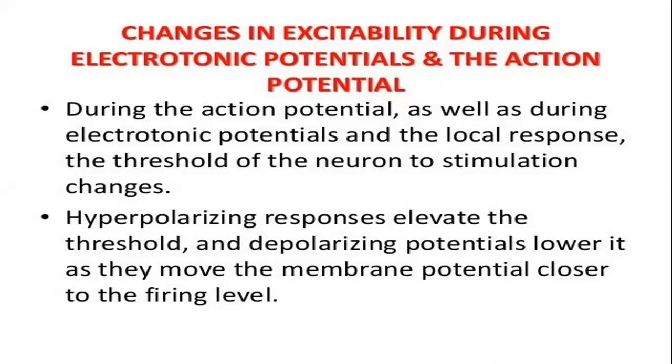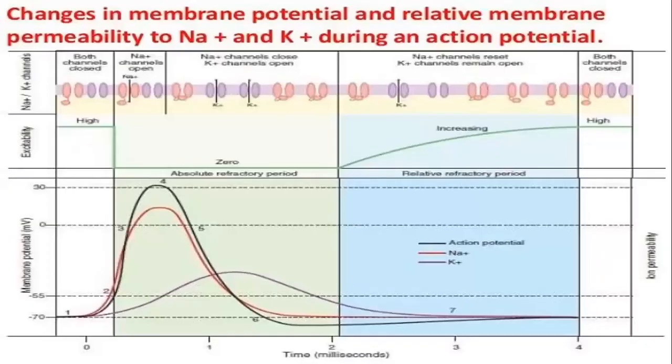Changes in excitability during electrotonic potential and the action potential. During the action potential, as well as during electrotonic potential and the local response, the threshold of neurons to stimuli changes. Hyperpolarizing responses, as we have discussed, will elevate the threshold, while depolarizing potentials lower it, and they move the membrane potential closer to the firing level.